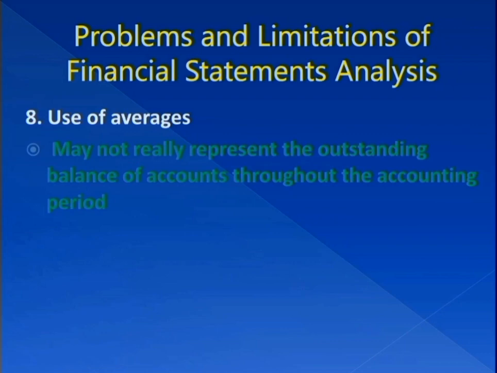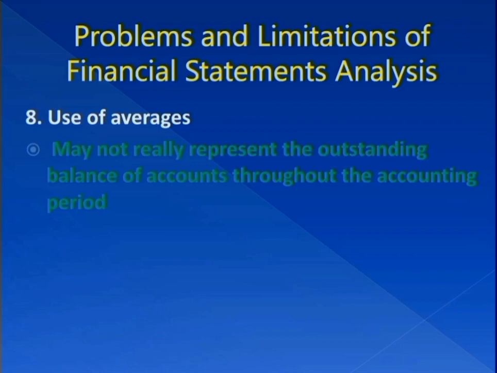Then there is the use of averages. Although, as pointed out in previous parts of this lecture series, the use of an average figure in certain ratios is better than end-of-period amount, most of the averages are calculated by simply dividing the sum of the beginning and ending balances of the account by 2, which may not really represent the outstanding balance of the account throughout the accounting period.